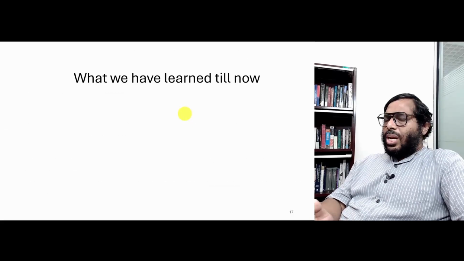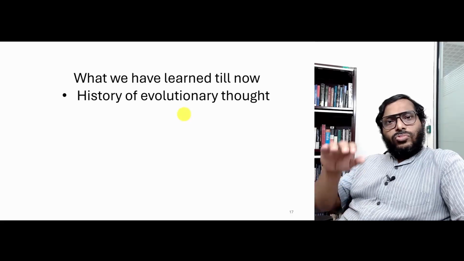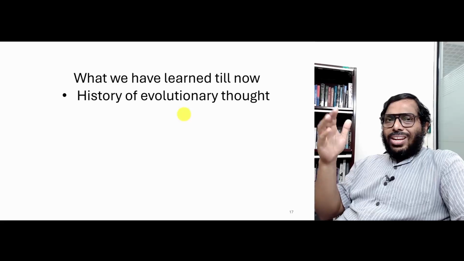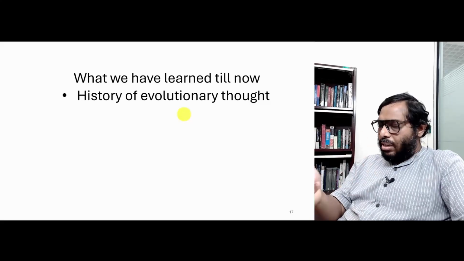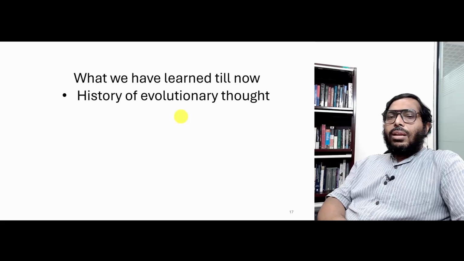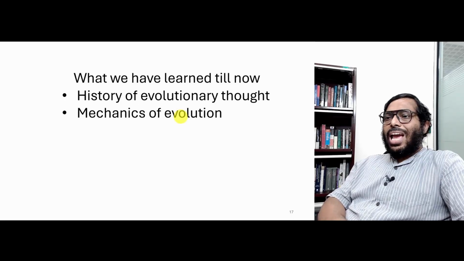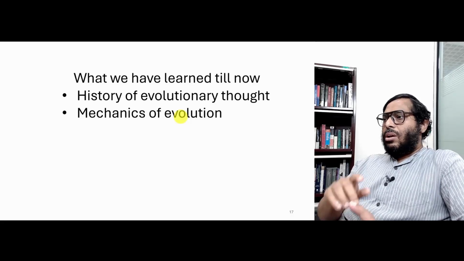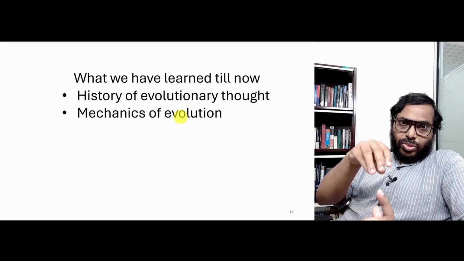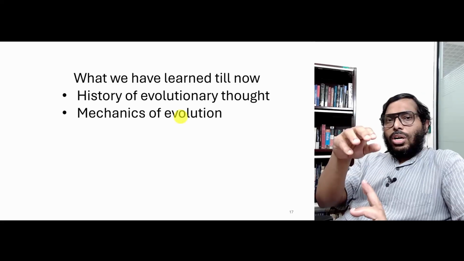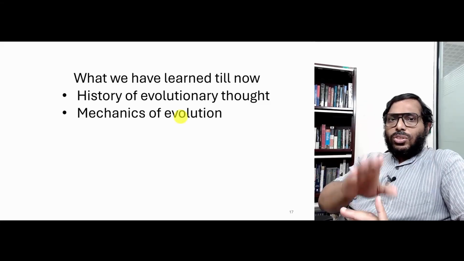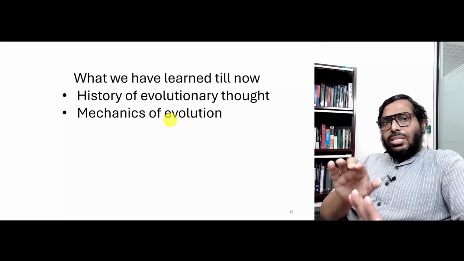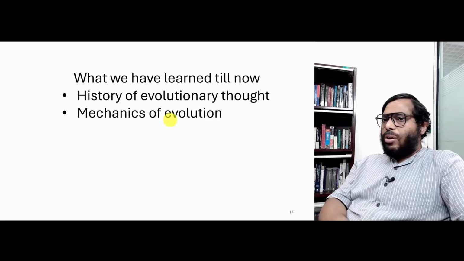So, what exactly have we learned till now? We started with the history of evolutionary thought in the first week, and then we looked at various evidences which lead us to believe that evolution has indeed happened, and then we talked about the various mechanisms or forces that lead to evolution. We started with the raw material, which was variation, then we talked about mutation, selection, drift, assortative mating, inbreeding, and now we have spoken about migration. So, roughly speaking, these are the major forces that are responsible for microevolution.